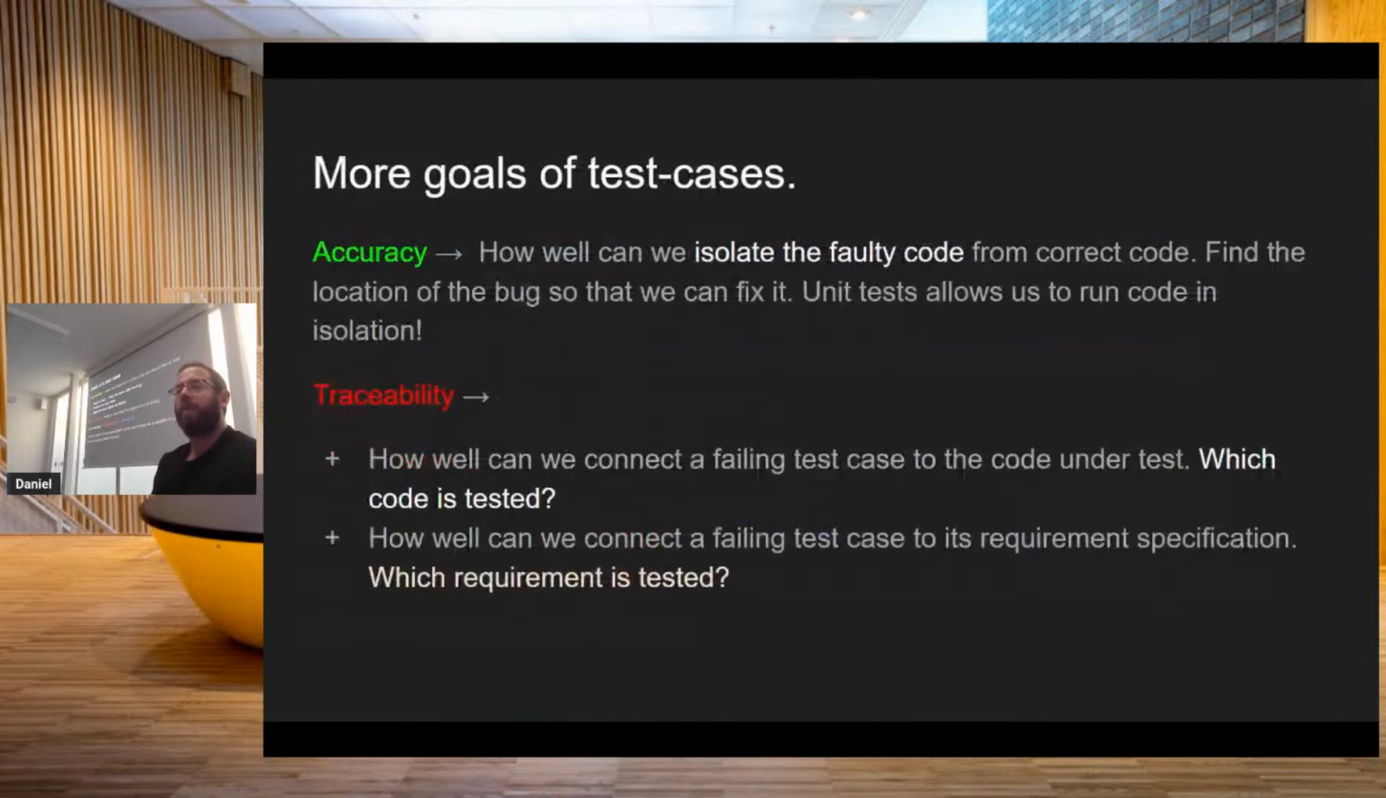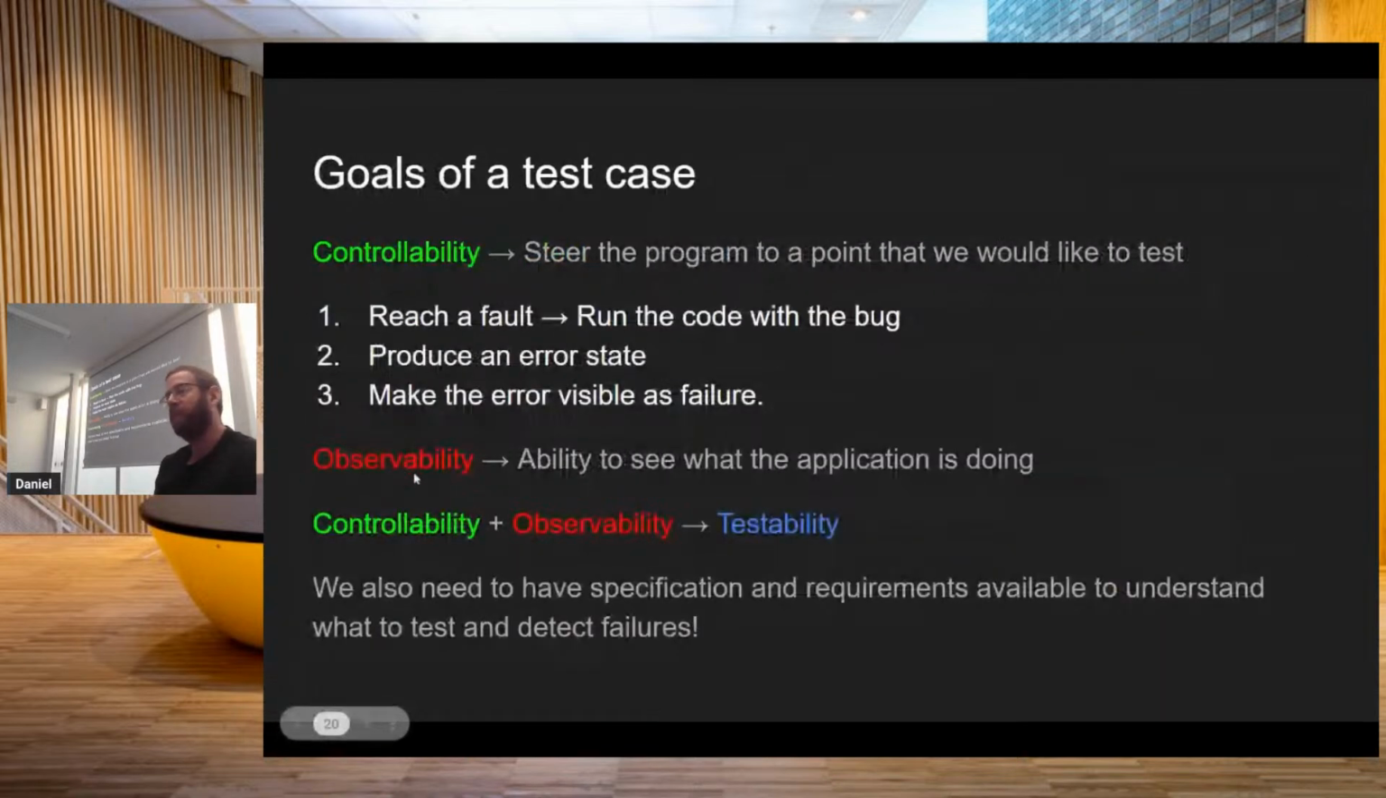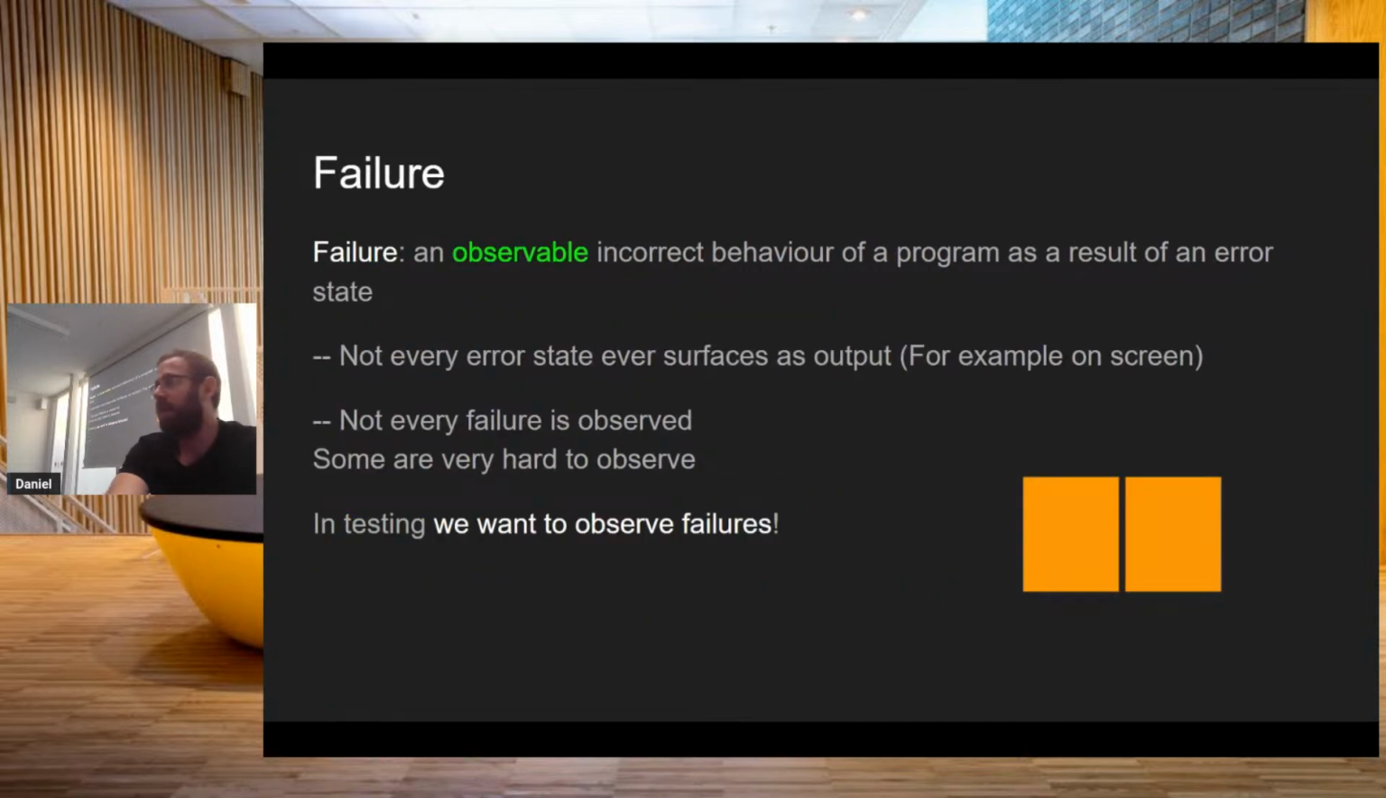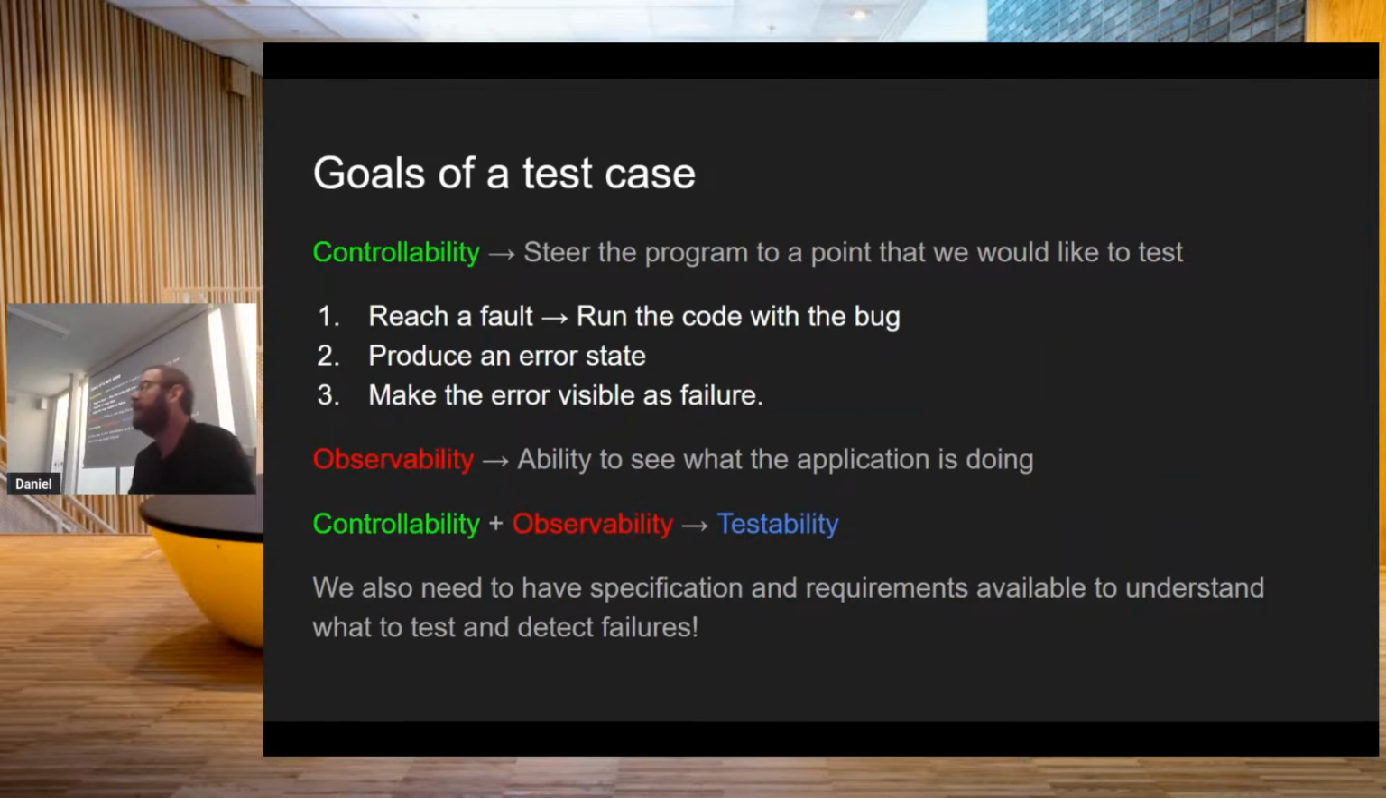Okay. Then observability. So first was controllability. We should be able to observe it, right? Then we have observability. We need to see what the application is doing. So if everything is put into a database and I never see the values, I cannot get a failure. If I am writing automated unit tests and they have an assert in them and they compare 2 variables, then it's easy. This is a problem with observability between these 2 rectangles. So if I have these 2 things together, controllability plus observability, then I have testability.